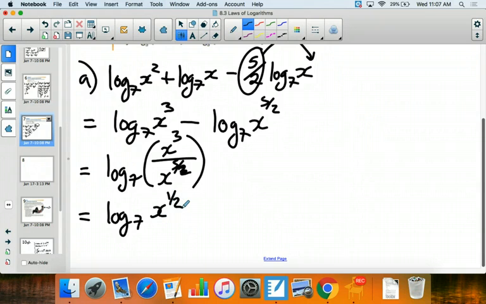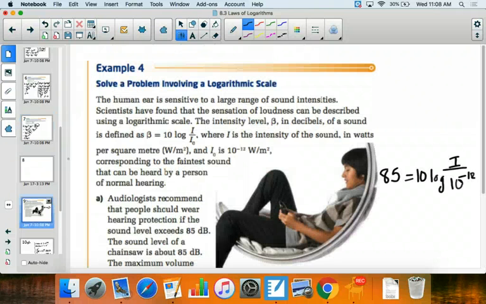And if you wanted to, you could then apply that power law again and switch that to just 1/2 log x base 7. All right, so you're just using all of your mathematical skills and tools at this point. Now you've just been introduced to logarithms, and you're still applying your exponent laws within your logarithm laws themselves. Okay? So that's what's going on there.